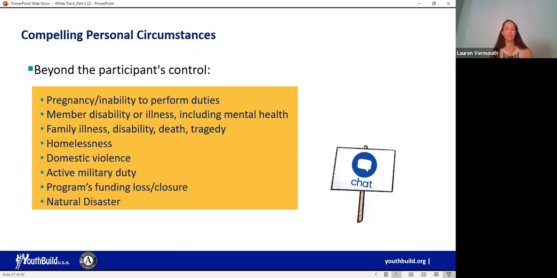This list that I have up here comes directly from CNCS. These are the examples they're providing, but they do say there could be more. So this is not a limited list, but it does give you an idea of what we're talking about here. So if you have something else come up, you know, this happened with the member, I think that this would apply for a compelling personal circumstance exit, come talk to your portfolio manager and we'll figure it out together.